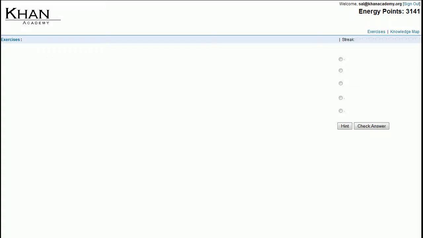This is the module for the inverse trig functions, so we'll just call it inverse trig functions. That'll be the name. And it's really just to make sure students have a basic understanding of the arcsine, arccosine, and arctangent.